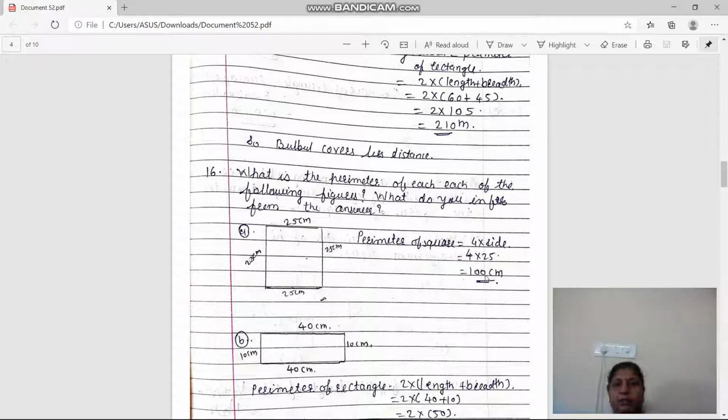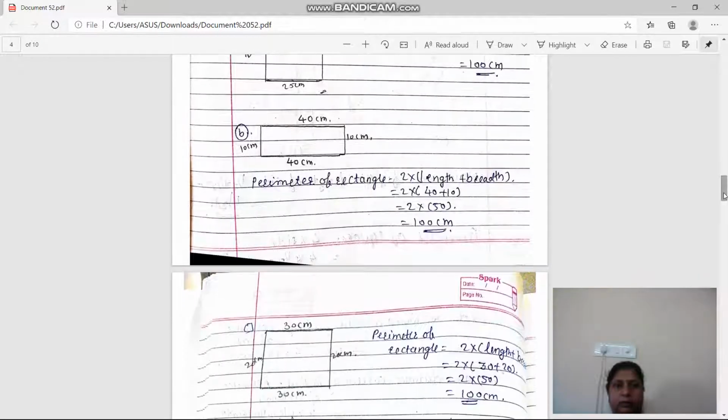Understand? So let's see the B figure. Perimeter of rectangle is equal to 2 multiplied by length plus breadth. So 2 multiplied by length 40 and breadth 10. So 40 plus 10, 50. 2 multiplied by 50. What is it? 100 centimeter.